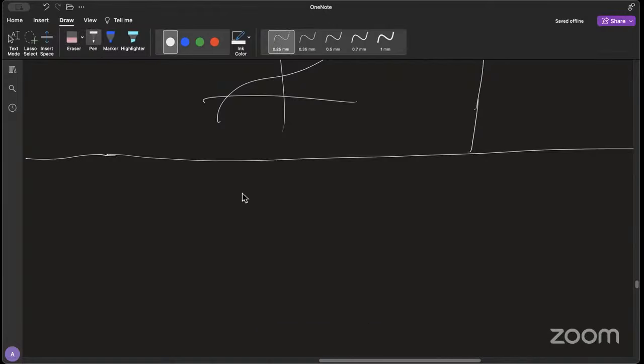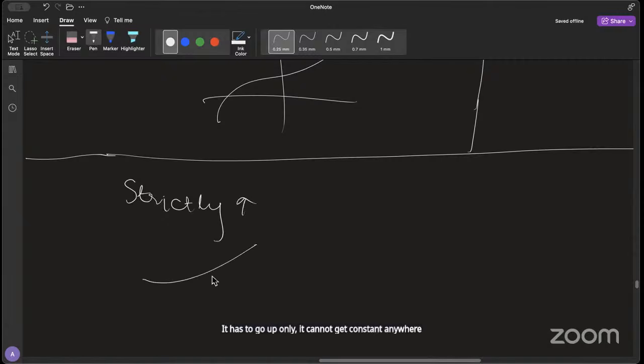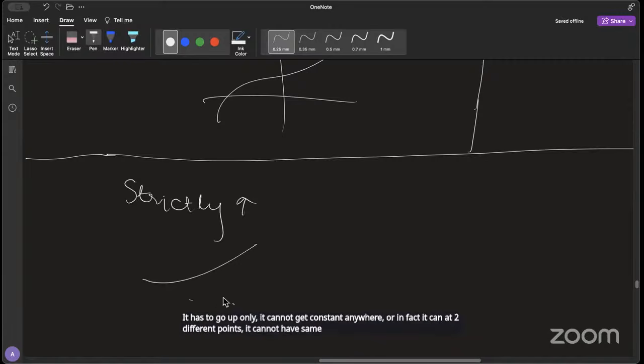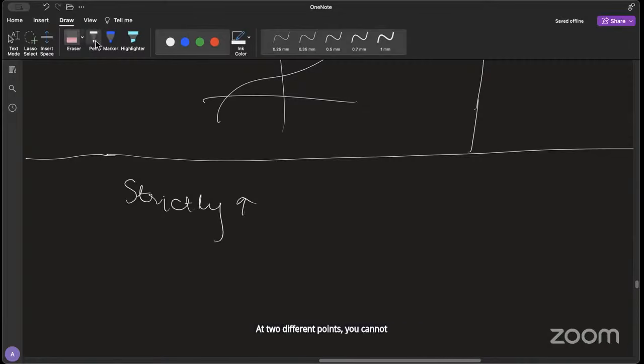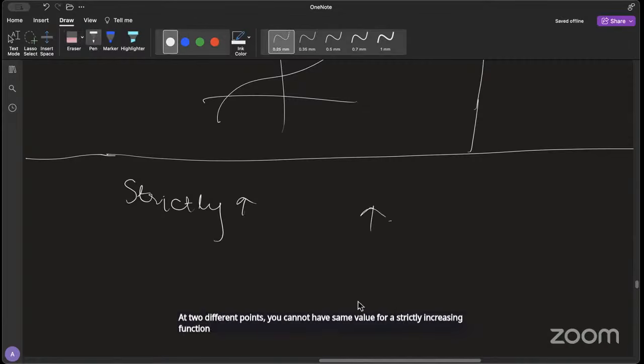See, strictly increasing means it has to go up only. It cannot become constant anywhere. At two different points, you cannot have the same value for a strictly increasing function. But for an increasing function, at two different points, you can have the same value.